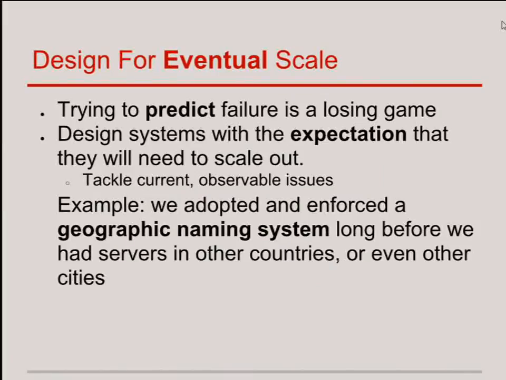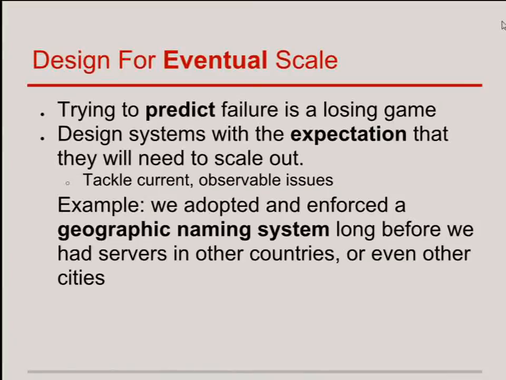So, designing for eventual scale. If you build all your scale up front, and then it ends up that the pressure point isn't where you thought it was, you have all this scale for something that doesn't need it, and no scale for the part of the system that does. So if you try to predict where the failures are going to be, most of the time you're wrong. So you design the system with the expectation to scale it out, but you don't actually scale it out too soon because you don't know exactly where the problem's going to be.